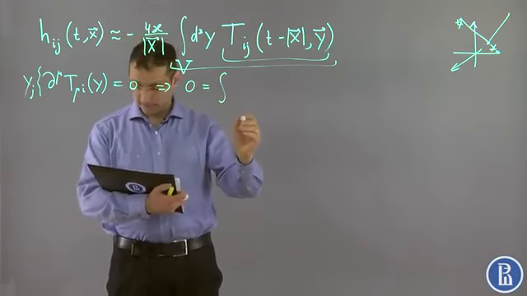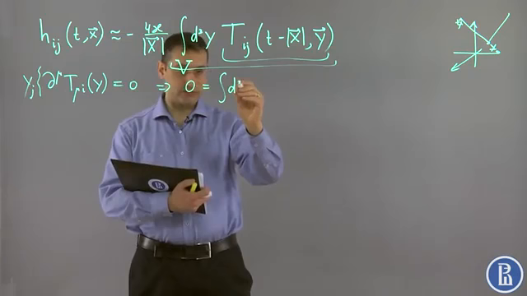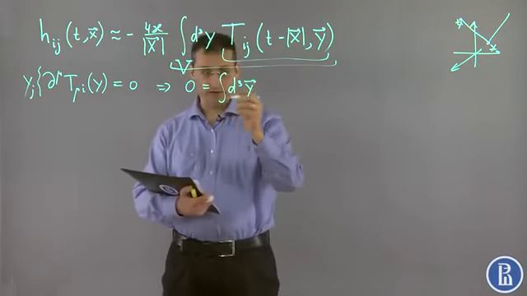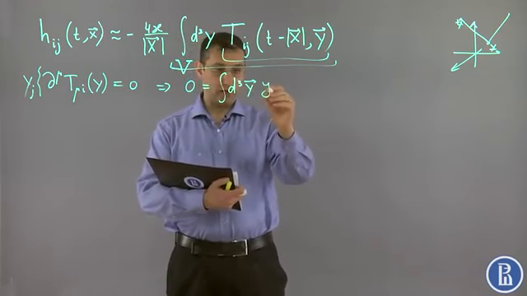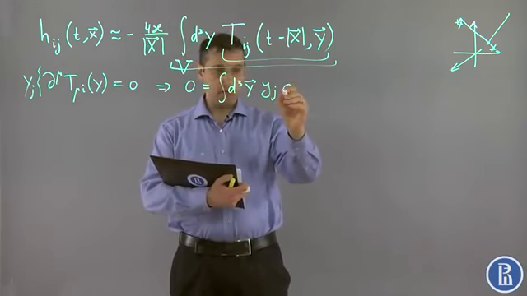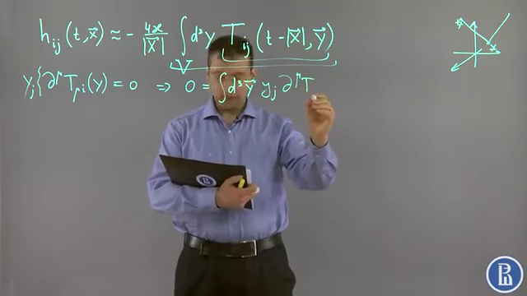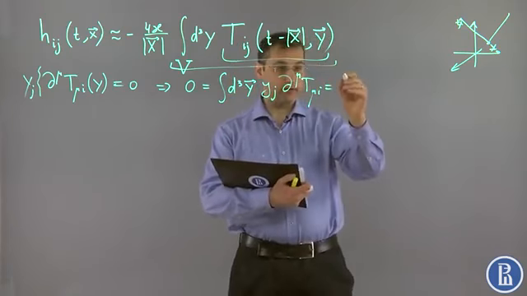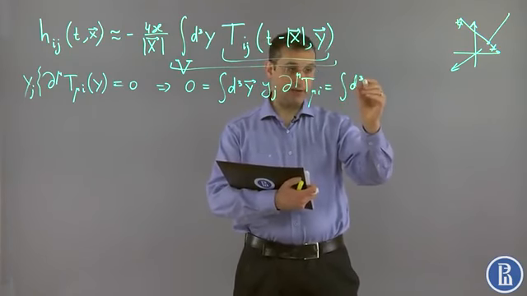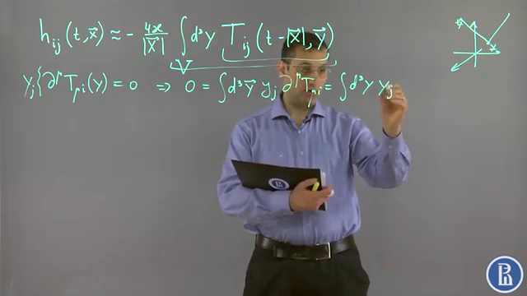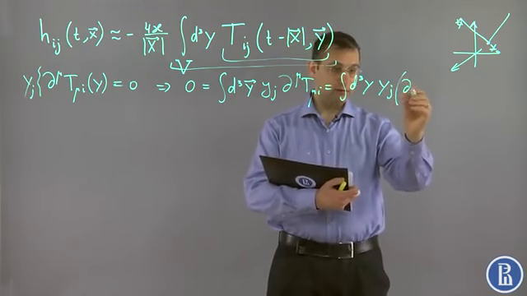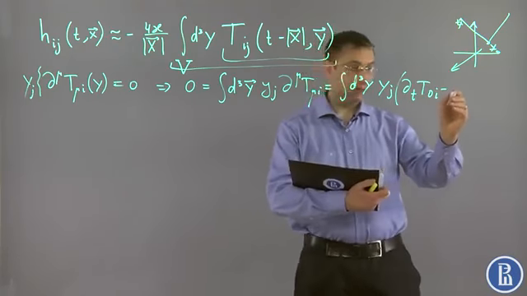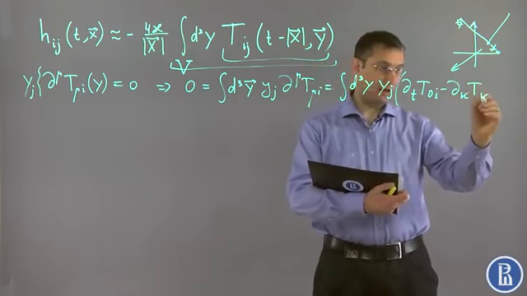As a result, we obtain the following expression equal to 0. So if we multiply by yj and integrate, we get 0. So it's yj d mu T mu i of y. And rewriting this as the integral d3y yj times (dt T0i minus dk Tki).